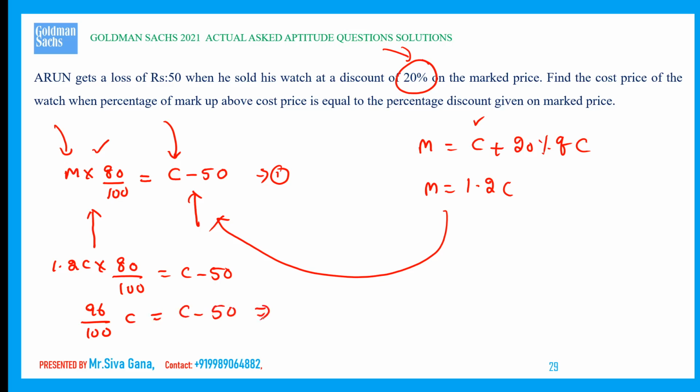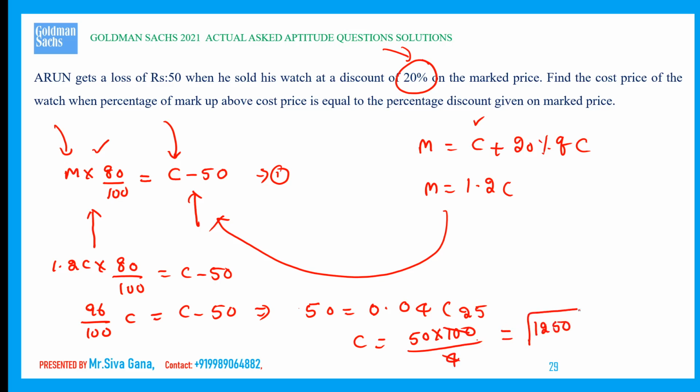From this, what are we going to get? 50 is equal to 0.04C. Therefore, C is equal to 50 into 100, whole divided by 4. 4 25s are 100, so 25 5s, so 2500 by 2, that is 1250. That is the cost price.